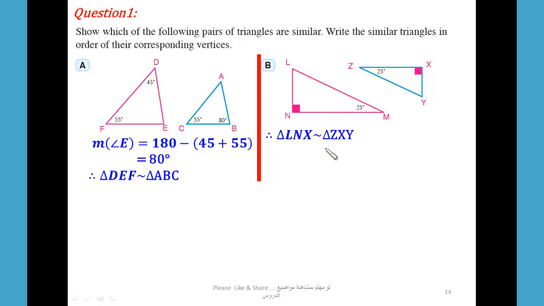We write it in the same order because the measure of angle L equals the measure of angle Z and the measure of angle N equals the measure of angle X, each equal 90 degrees, and the measure of angle X equals the measure of angle Y equals 25 degrees. So you can say that the two triangles are similar.